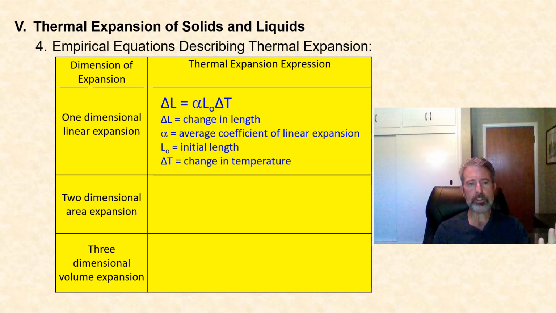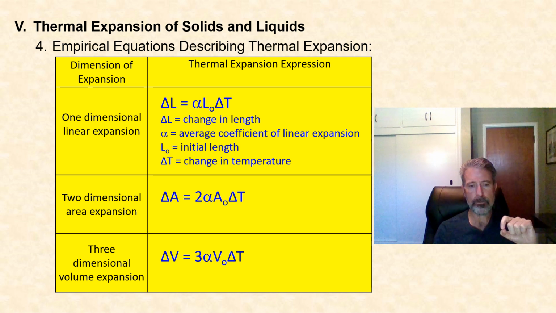When it comes to a two-dimensional area expansion, we will actually show that this two-dimensional coefficient is just twice the linear coefficient. But in the same way, A naught represents the initial area of the object. And of course, delta T, the change in temperature. And for a three-dimensional volume expansion, here 3 times alpha, that is 3 times the average coefficient of linear expansion, V naught, the initial volume of the object.